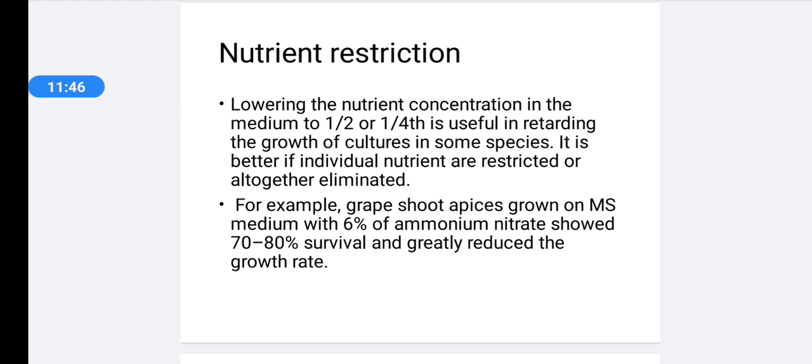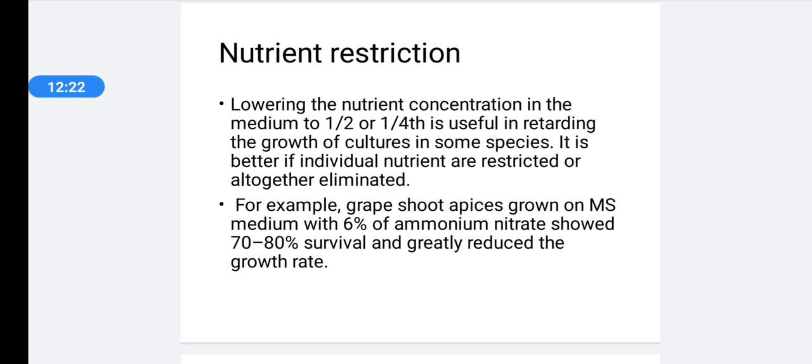The next technique is nutrient restriction. You can actually lower the nutrient concentration of the medium by half or by 1/4, which is useful in retarding the growth of cultures in some species. It is better if individual nutrients are restricted, rather than altogether eliminated. So we can restrict an individual nutrient that is required for the plant by half or by 1/4. So this will go into a slow growth state.